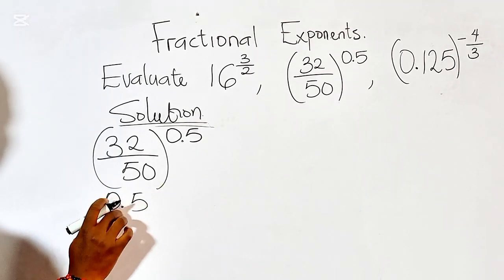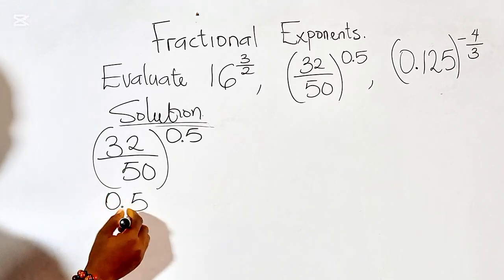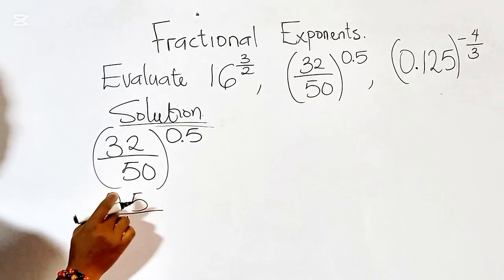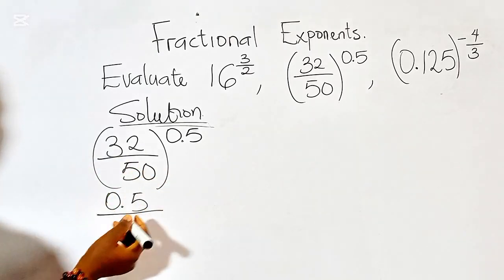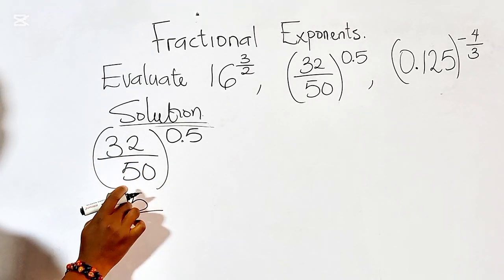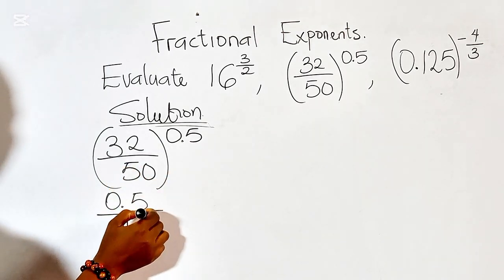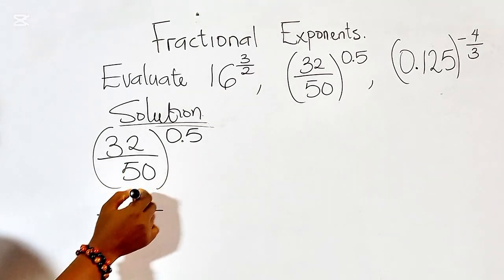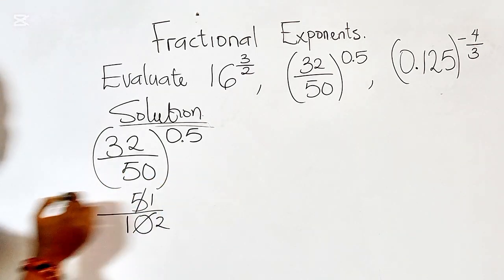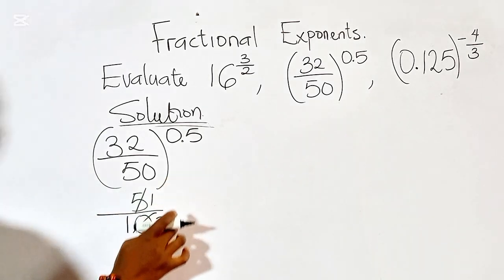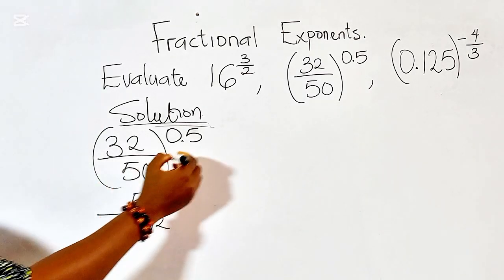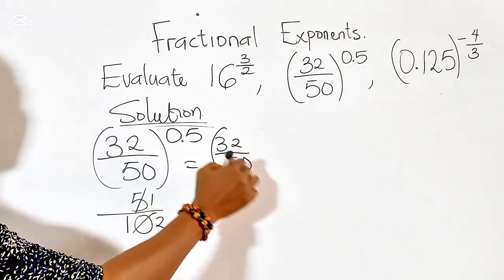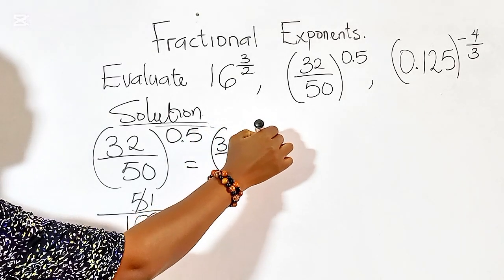So we have 0.5. The decimal point will represent 1. Then the number of digits after the decimal point will be converted to 0. Here we just have one number after the decimal point, so we have just one 0. So this becomes 5 over 10. I want to simplify to its lowest term. 5 goes into 5 once, 5 goes into 10 twice. So 0.5 is also equivalent to 1 over 2. So we're going to then have here 32 all over 50, then raised to the power of 1 over 2.